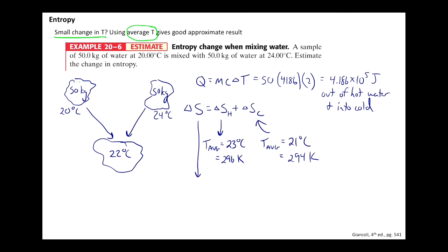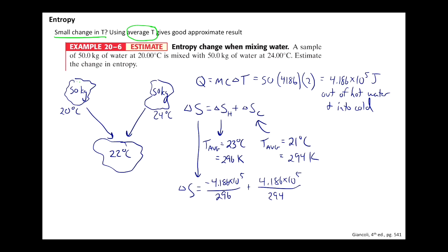So we can take this down a little further and say that the change in entropy for the hot water, it's losing heat, so it's minus 4.186 times 10 to the 5th over 296 Kelvin. And the temperature in the equation we're using has to be absolute temperature, otherwise things aren't going to work out. Plus 4.186 times 10 to the 5th, and it's positive this time because the cold water is receiving heat, and its average temperature is 294 Kelvin.